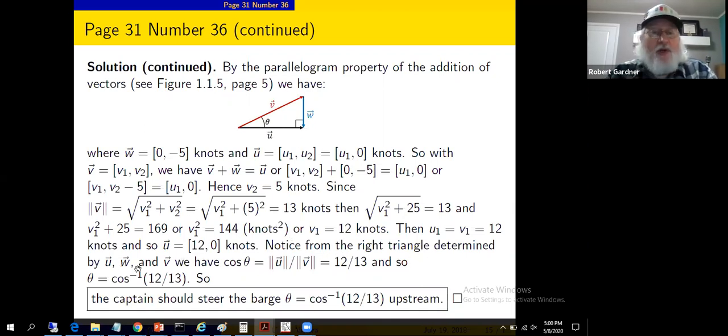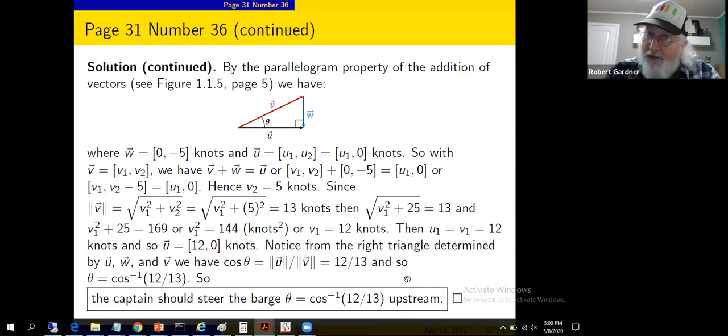The right triangle determined by u, v, and w has a cosine of theta as 12 over 13. Cosine of theta would be adjacent, which was 12. Yeah, here's the vector u. The velocity was 13, so we get 12 over 13. Cosine inverse of 12 over 13 is not a special angle. We'll just leave it at that. So the captain should steer the barge cosine inverse of 12 over 13, kind of a bland answer, but it's a correct answer. Upstream, or if you like, north of due east.